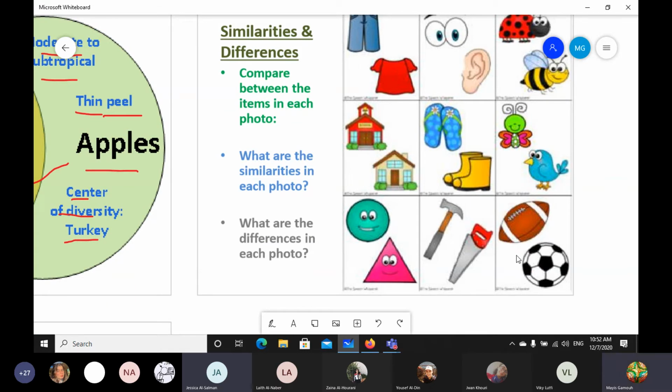Okay. Wait, dear. Let me clarify something for you. This is for football, and this is for soccer. Okay? This is a football, and this is a soccer ball. It is a soccer ball, but this is a football. Okay? Now talk, dear. Give me the similarities and the differences.